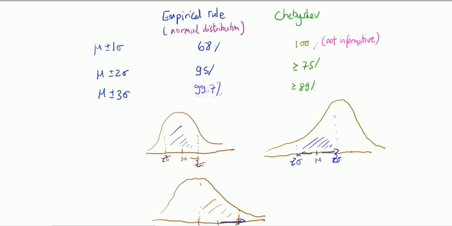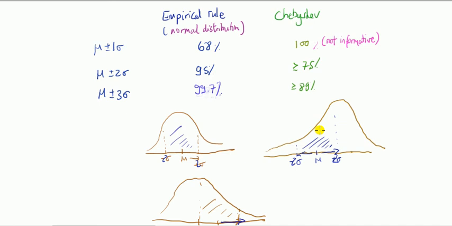This Chebyshev has to apply for symmetric, it has to apply for skewed, bimodal, whatever, so long as the distribution has a finite mean and variance. So it's trying to be something to like a lot of things, so it can't be very good at it.